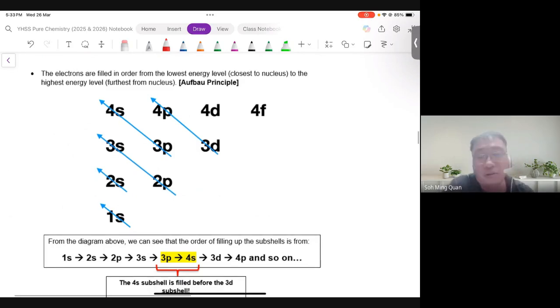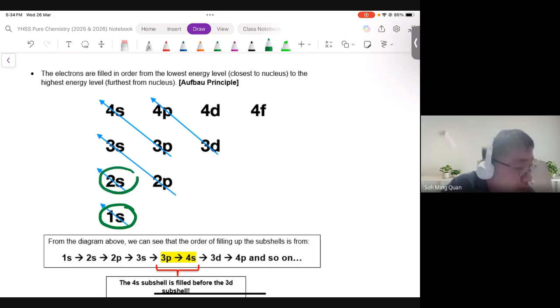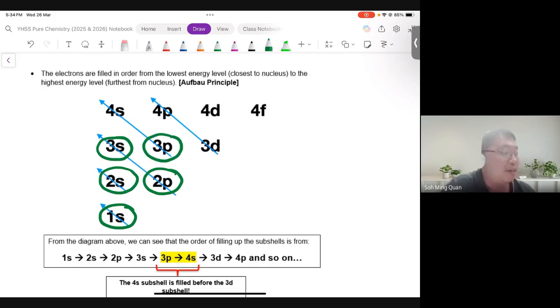Now, there's a diagram here that looks pretty complicated, but the idea is we will start from the lowest. 1s must be filled first. Then you go on to 2s. Then 2p. Then 3s. Then 3p. But this is where the problem starts. After 3p, we do not go to 3d. We will go to 4s first.